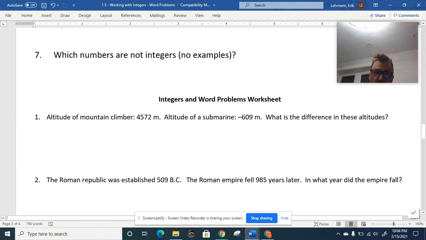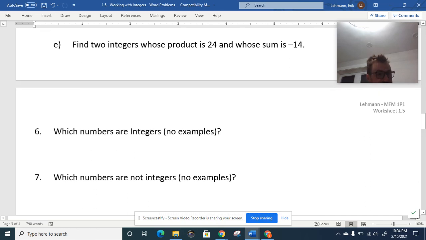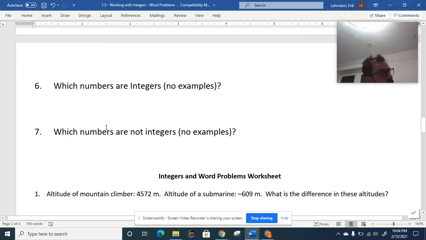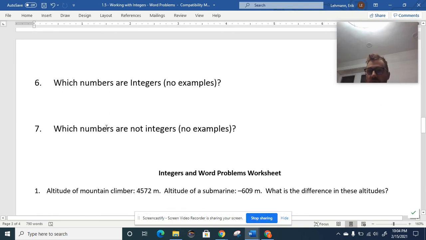You'll have this worksheet to do. Fill in the rest of the exam. Which numbers are integers? No examples. Tell me in words. Which numbers are not integers? No examples. Just tell me in words what an integer is. Remember, an integer is a positive or negative number, whole number, counting 0. And remember that numbers that are not integers could be something like a fraction or a decimal. Cool. All right.